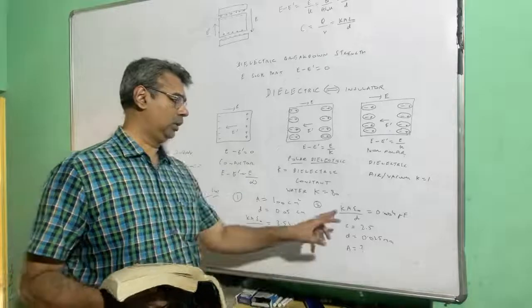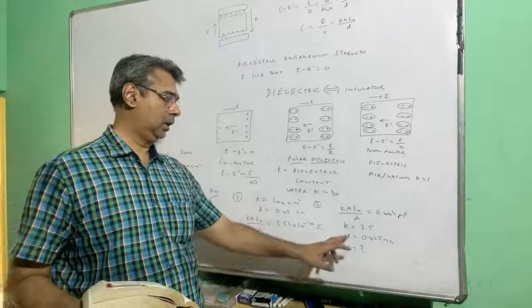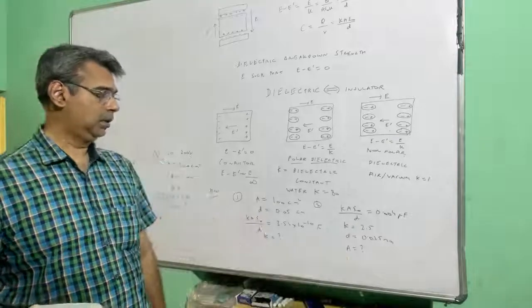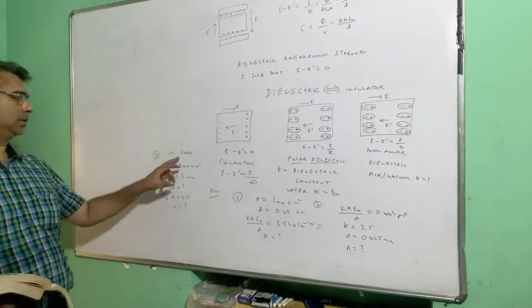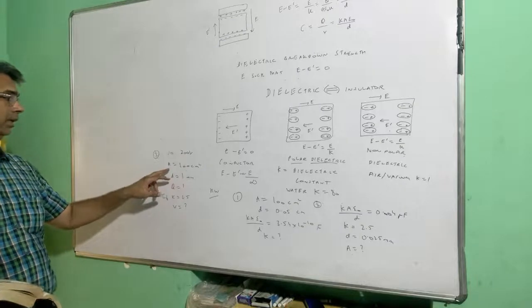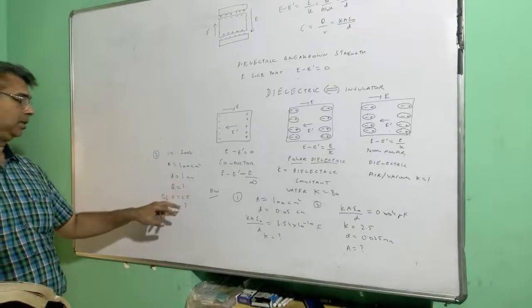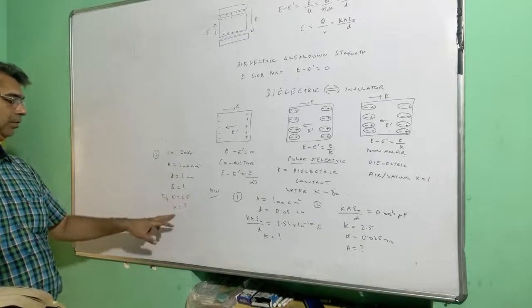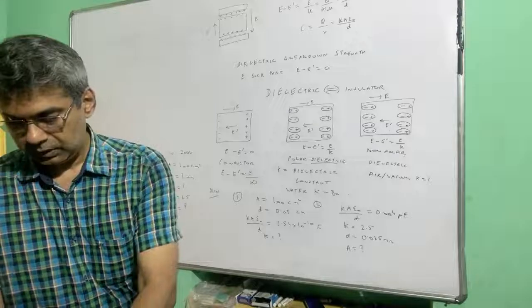Question number 2, K epsilon naught by D is 0.004 microfarad. K is 2.5, distance is 0.025 millimeter. So what is A? Question number 3, the potential difference between the plates is 200. Area is 100 centimeter square. Distance is 1 millimeter. What is the charge? And if the dielectric constant of a dielectric is 2.5, then what is the potential? So these are the 3 homework questions.